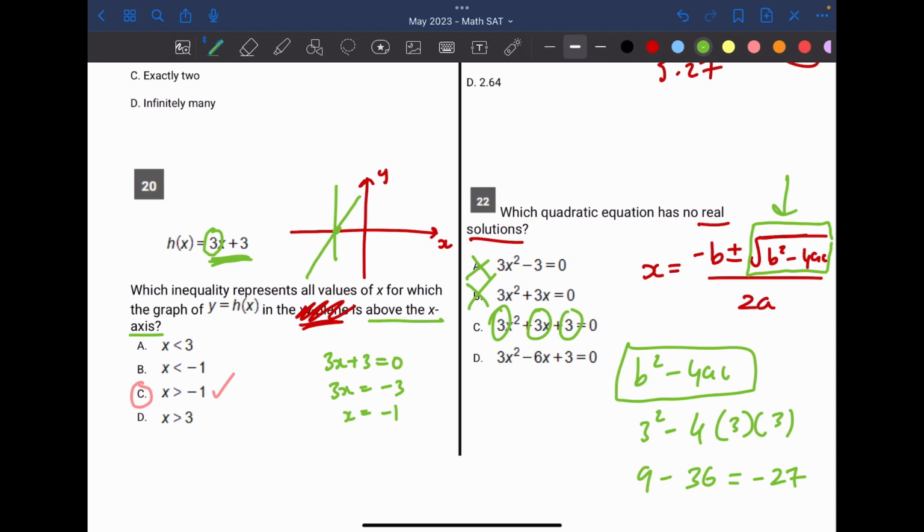Is this a negative number? Yes. So if it's a negative number, we would have the square root of negative 27, which is not real. It's actually imaginary. You would study that later. But this is not real, so that makes it invalid. That means C is the answer.